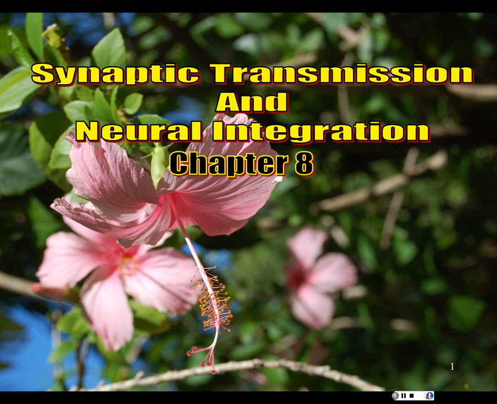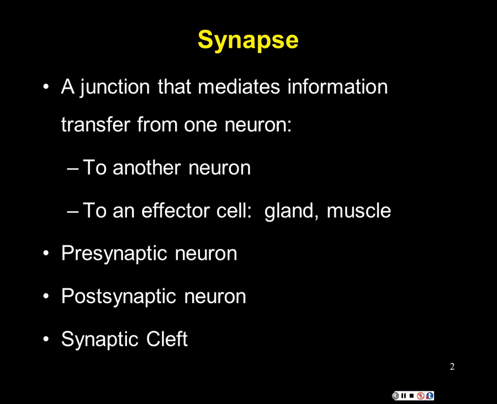Chapter 8 is going to deal with how a nerve cell releases its neurotransmitter and the effect which it has on another cell, whether it be, first we'll study another nerve cell, or say a muscle or something like that. And so what happens is the nerve cell will form a synapse with some other cell, whether it be a nerve cell or some effector cell like an endocrine gland, exocrine gland, or some type of smooth muscle, skeletal muscle, or even cardiac muscle.